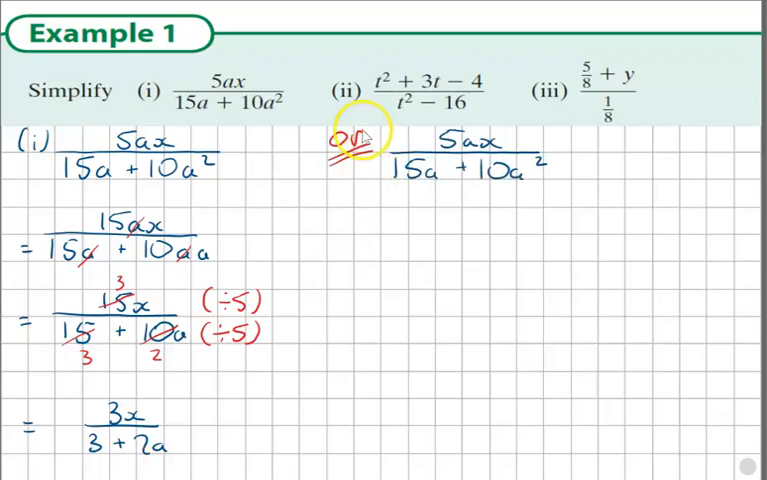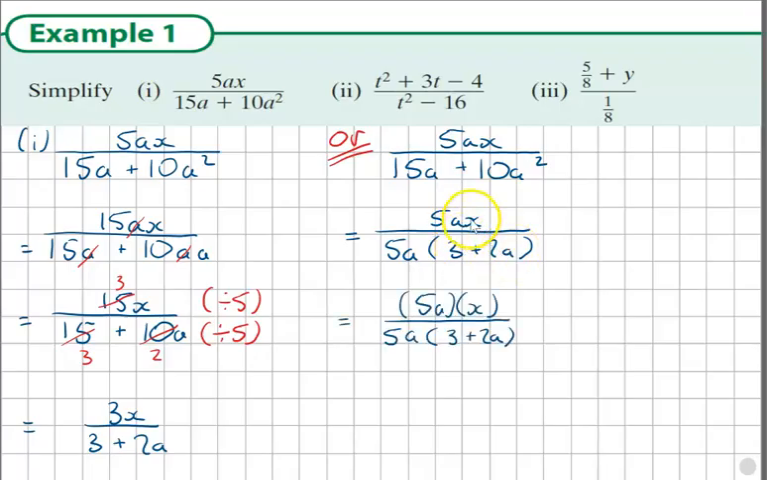Or what we could have done is we could have factorized. So the denominator, 15a plus 10a squared, we could have taken out the 5a as the highest common factor, and rewritten it as 5a times (3 plus 2a). And then the numerator we could have factorized and rewritten as 5a times x. And then hopefully you notice we've got a common factor that we can divide. So the 5a's will cancel, leaving us with x over 3 plus 2a. So you can go with whichever method you prefer.